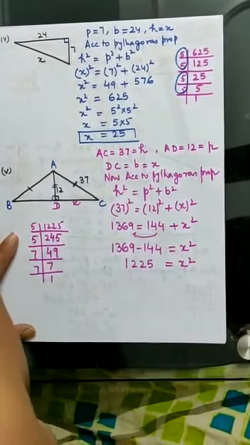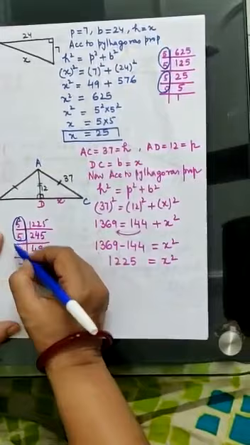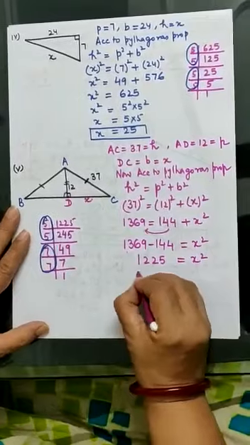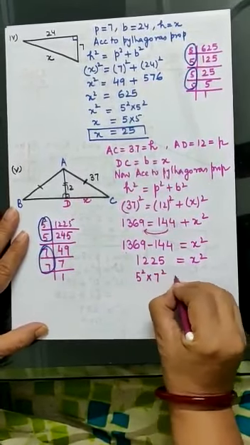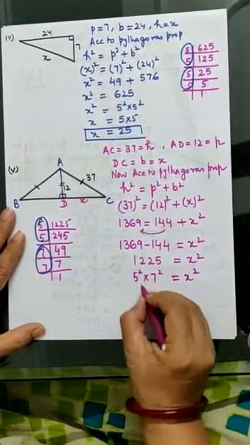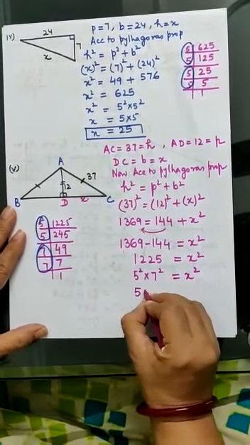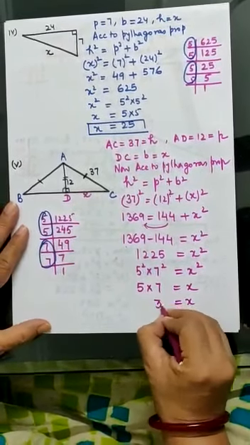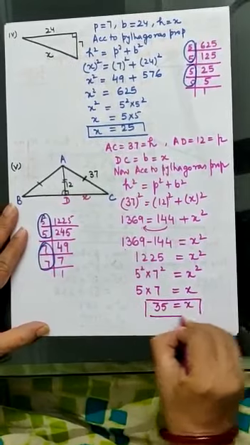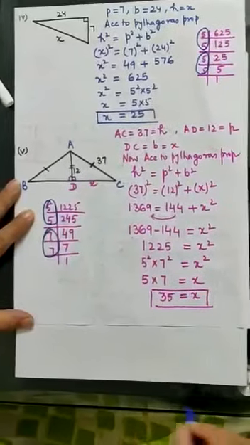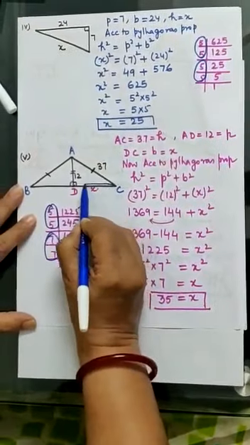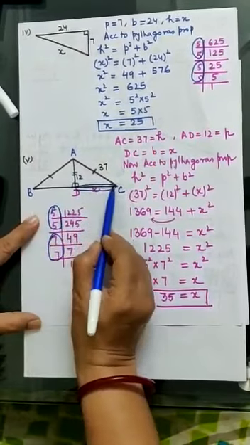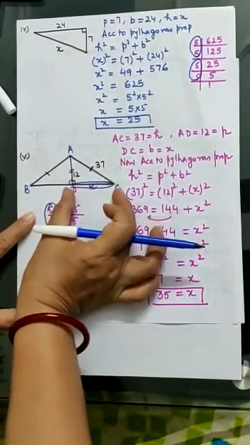So what do you observe here? You have 5 into 5, that is 5 square. 7 into 7, that is 7 square. So instead of 1225 we can write down 5 square into 7 square is equal to X square. Now powers are same, the powers will be omitted. So this will become 5 into 7 is equal to x, or the value of x is equal to 35. Is this clear? So we have calculated this much length. But we have to find BC. We have only calculated DC.